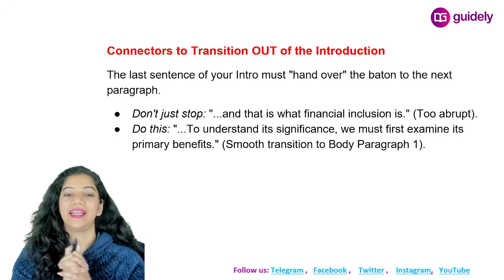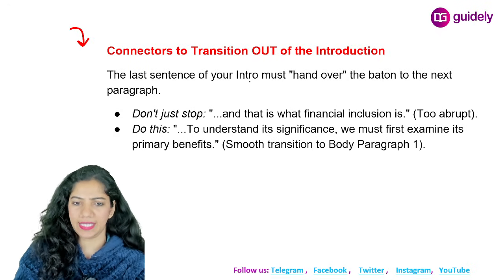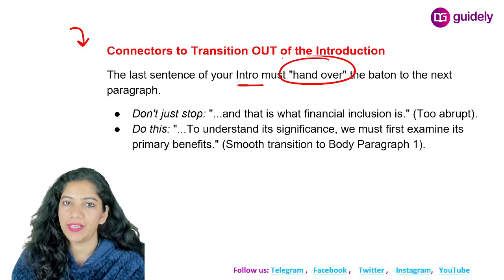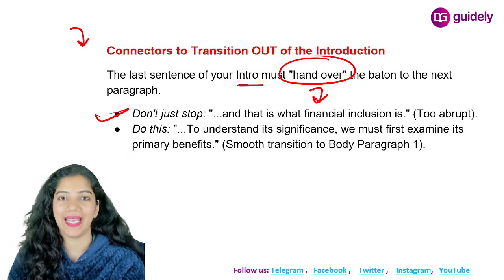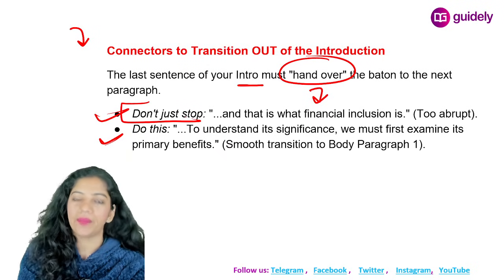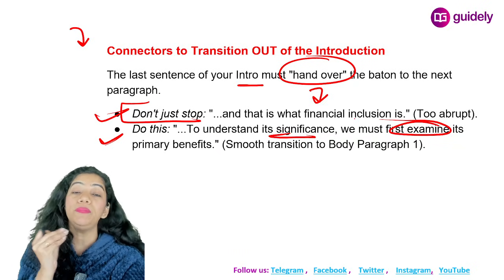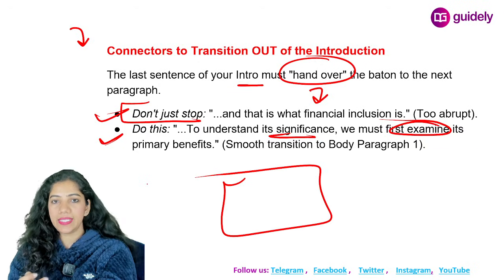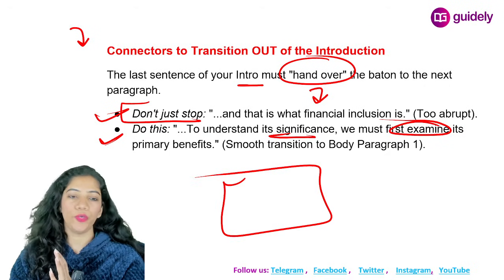Let's move further. Connectors to transition out of the introduction. The last sentence of your intro must hand over the baton to the next paragraph. Don't just stop with, and this is what financial inclusion is. Too abrupt, right? Do this instead. To understand its significance, we must first examine its primary benefits. And if you are at this level, when you are going to appear in this exam, you already know all those basic things. So you will not face any problem here.